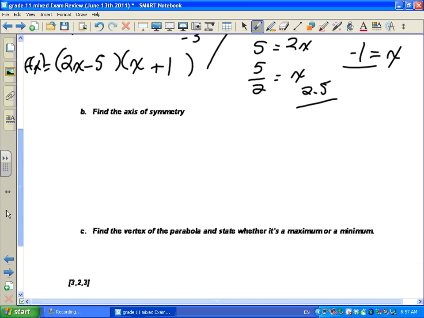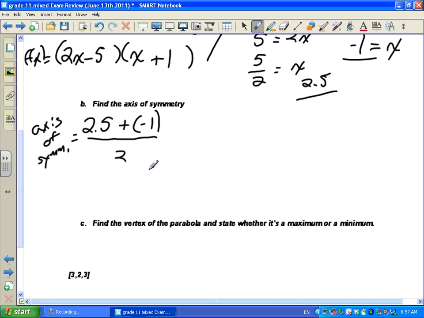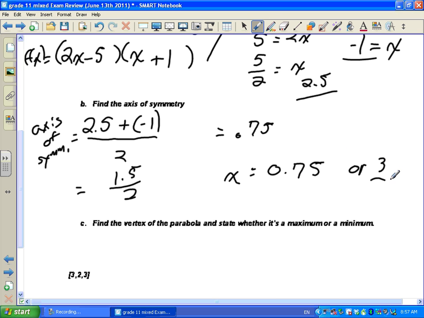To find the axis of symmetry, we need to add our x-intercepts together and divide by 2. You guys remember the formula was r plus s divided by 2? So we take our first x-intercept, 2.5, plus -1. We divide them by 2. That's going to get us our axis of symmetry. 1.5 divided by 2. Is that 0.75? Equal 0.75. So our axis of symmetry is x is equal to 0.75, or if you left it as a fraction, it could have been 3 over 4, something like that.